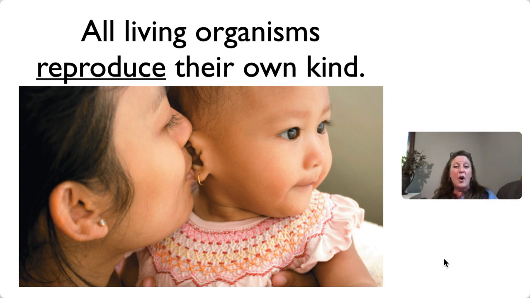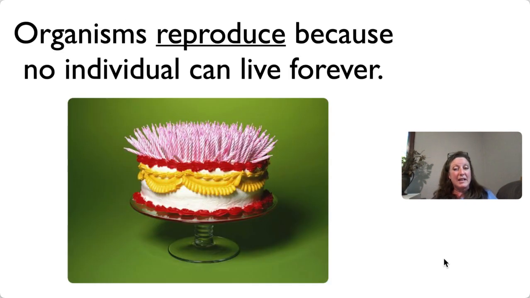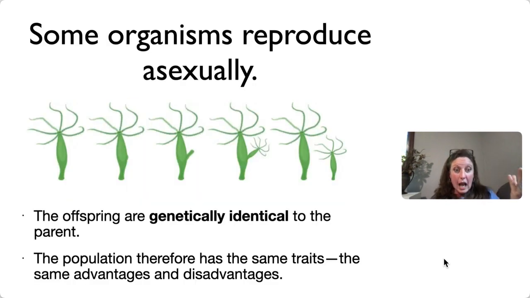All living animals also reproduce their own kind. Right? And the reason is that one individual cannot live forever, however much you might want to. Now, some organisms reproduce asexually. That means that the offspring are genetically identical to the parent.